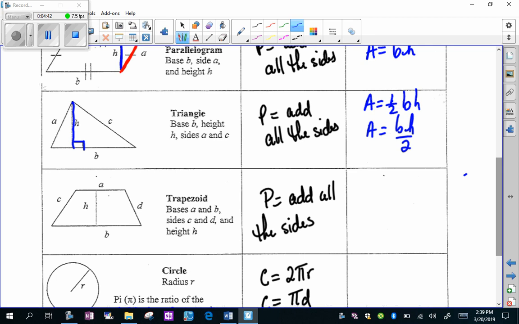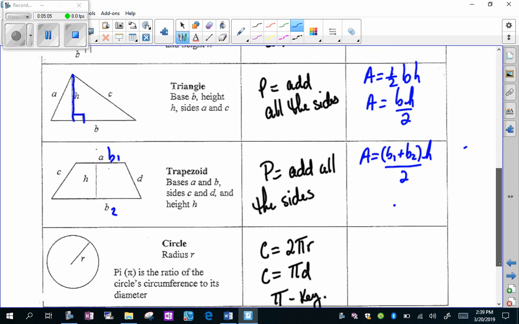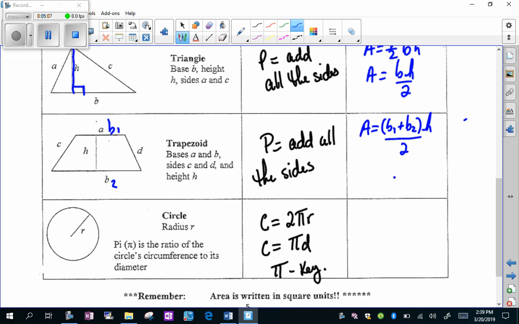For our trapezoid, I'm going to change this A to a B, or B1, and then I'm going to make this B2. And the reason is because the area formula for a trapezoid equals B1 plus B2 times H divided by 2. And then last, our circle. The area of a circle equals pi r squared.